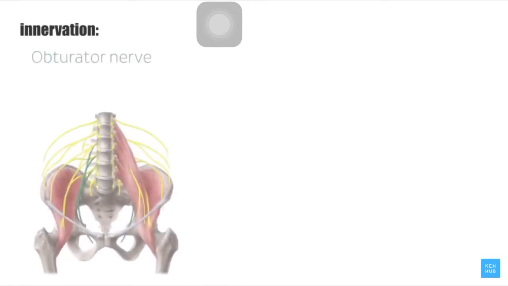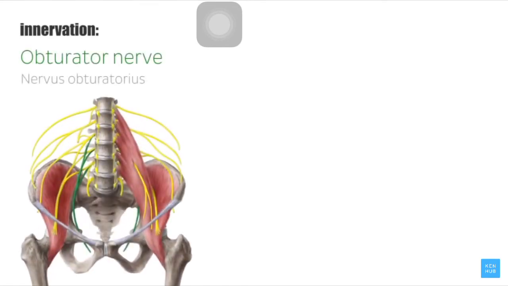The innervation is mainly supplied by the obturator nerve, which arises from the lumbar plexus and reaches the adductors through the obturator canal. The superficial part of the adductor magnus is supplied by the tibial nerve.